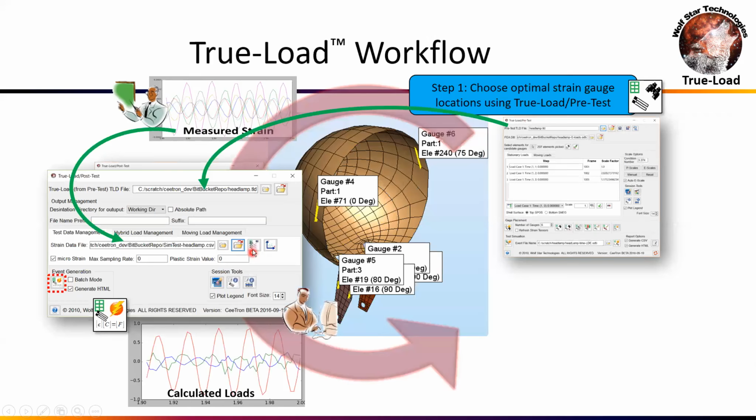But there are other things here that we can do. We can map and drop channels. We can plot data. We can do lots of other things. But at the end of the day, it's really just bringing in the C matrix from pretest, strain data from test, and pushing the button.